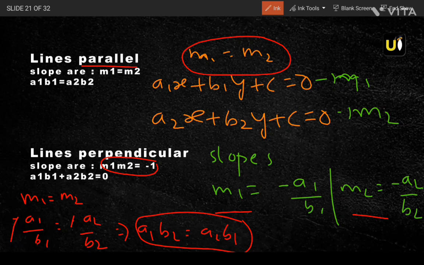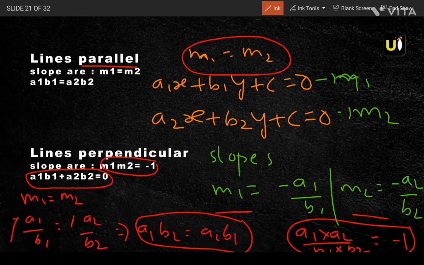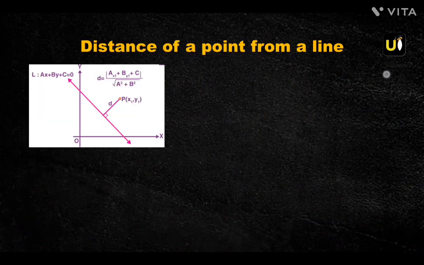And multiplying both a1 into a2 by b1 into b2 is equal to minus 1. Okay, so by simplifying we'll get this condition. So for the two lines given in their general forms, for those to be parallel, the condition is a1 b1 equal to a2 b2, and for those lines to be perpendicular, the condition is a1 b1 plus a2 b2 is equal to 0. So these are also very important formulas.